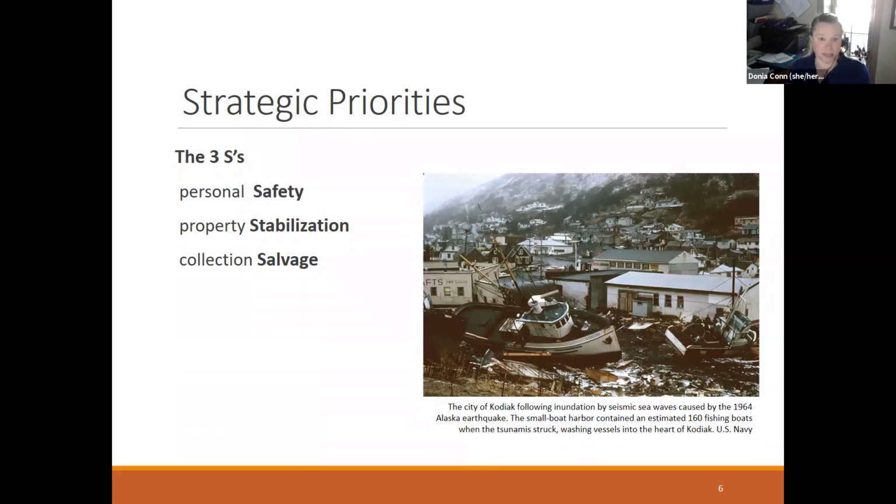So if you take nothing else from this webinar, please, again, remember these strategic priorities. Number 1 is safety, number 2 is stabilization, and number 3 is salvage. I know we've seen most recently, I think of Notre Dame Cathedral in Paris, when it had its fire, we saw people bravely carrying out works of art from the cathedral.